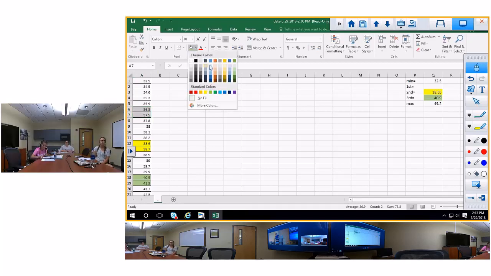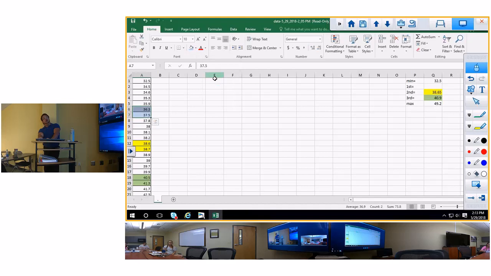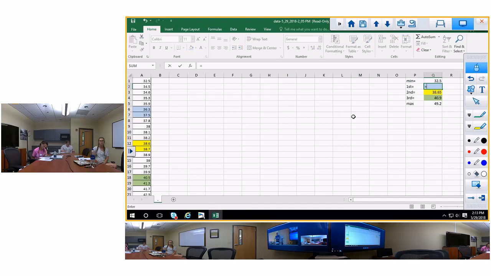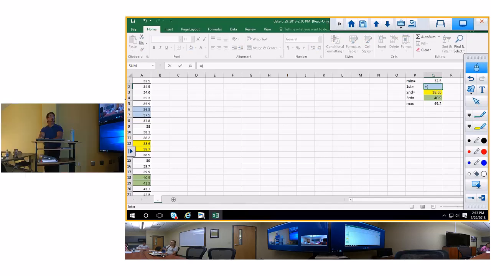Highlight that blue. And that's going to be equal to this number plus this number divided by 2. All right, there's your 5-number summary. Let's go ahead and find those quartile range things, whatever those are.